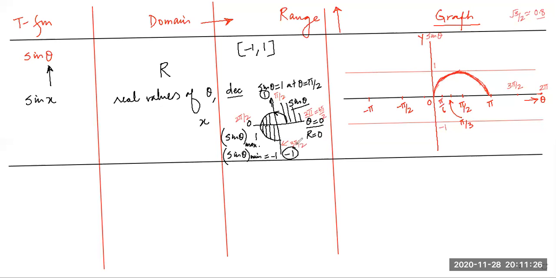Right. Sine 3 pi by 2 is what? Sine pi by 2 is 1. So exactly opposite to this, it will be minus 1. Okay. So minus 1 means it will be here. This will be here. Sine pi by 2 will be like this. So the graph would be like this. Okay. So this will be the graph, guys.